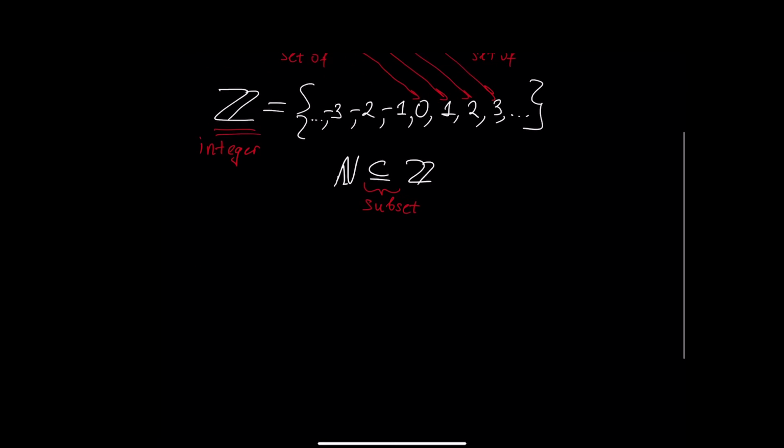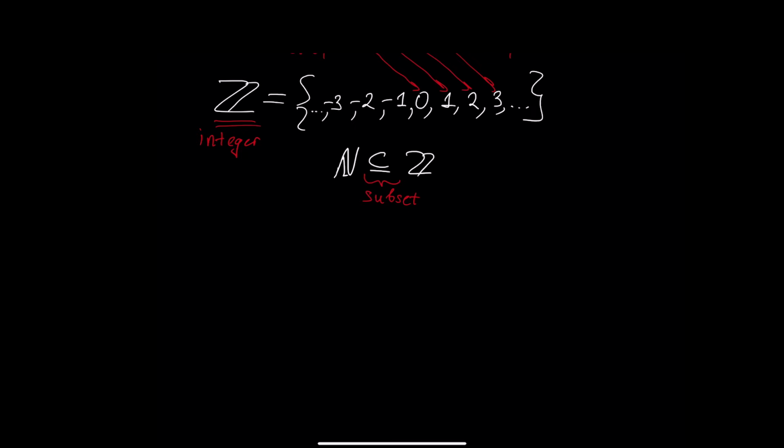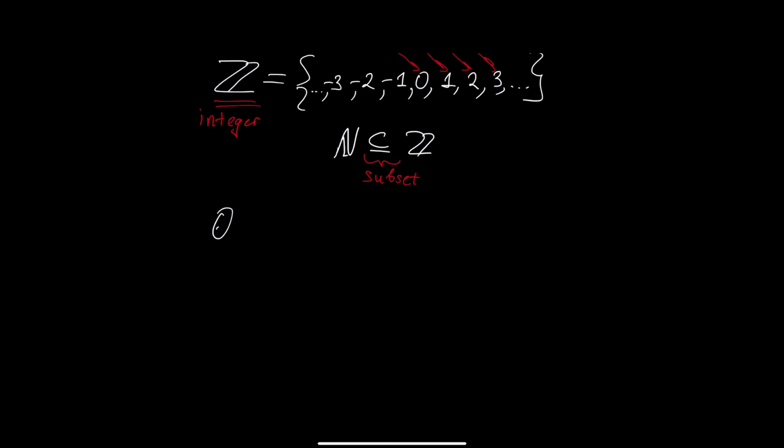The next much more important example is the set of rational numbers, denoted as Q. Q is the set of numbers of the form p over q, where p is an integer number. Here, this symbol means element of. So p is an element of the set of integer numbers, or p is just an integer number, and q is a natural number.